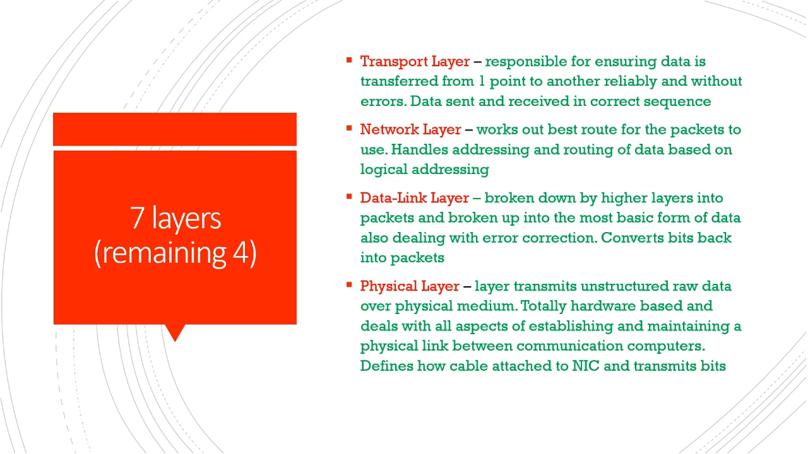The data link layer will break down these higher layers into packets, and then these will be broken up into the most basic form of data. The data link layer also deals with error correction. It will also convert bits back into packets whenever data starts to come back up from physical through to the top layer again. So the physical layer is a layer that transmits unstructured raw data over a physical medium, and it's totally hardware based, and it will deal with all aspects of establishing and maintaining a physical link between communicating computers by defining how a cable is attached to the NIC, the network interface card, and how it transmits bits.